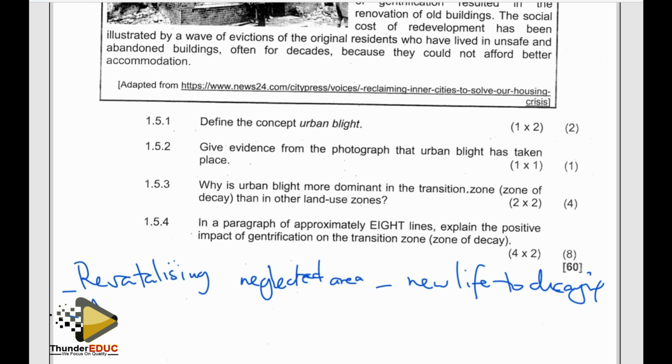And how is it also going to impact? It's also going to impact on increasing property values, like what is indicated in the text there. There were so many people who had stayed in that particular area, but they were forced to move out because they could not afford the new property values that were now in place because of the gentrification process. So property values are going to increase, and that is to the benefit of the zone of transition.